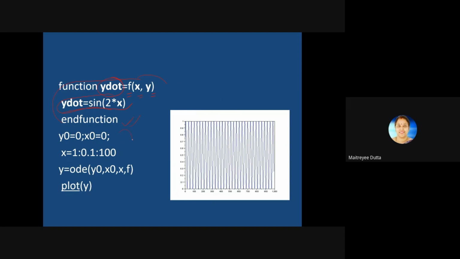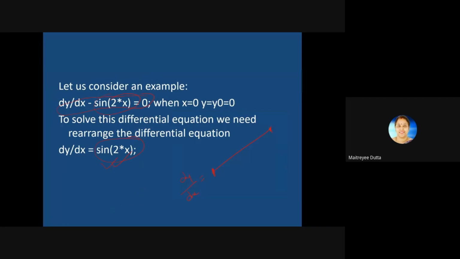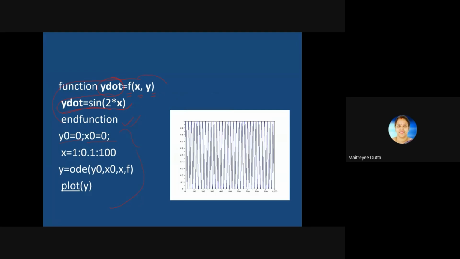Now we are writing the actual program. I am setting y naught equal to 0 and x naught equal to 0, because I have these boundary conditions with me. Then I am taking x from 1 to 100 with a difference, or step, of 0.1. Just 0.1 here, but 0.01 also we can take, so that you will get a smooth graph, right?